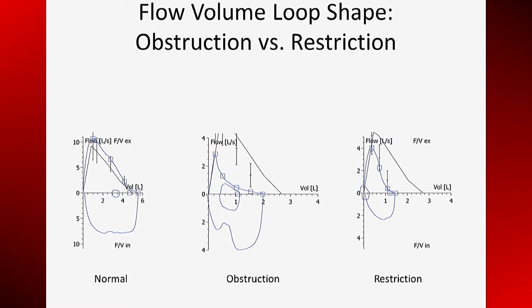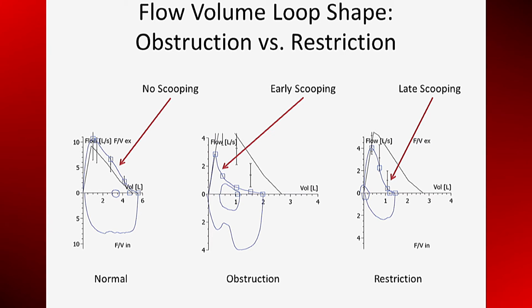To clarify this point about the different shape for restriction, three loops are shown side by side. The normal loop has no scooping of the expiratory limb. The obstructive loop has very prominent scooping. The curvature occurs very early in the exhalation. This will cause FEV1 to decrease out of proportion to FVC.